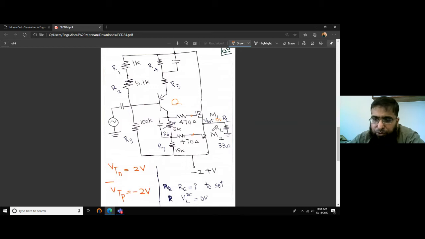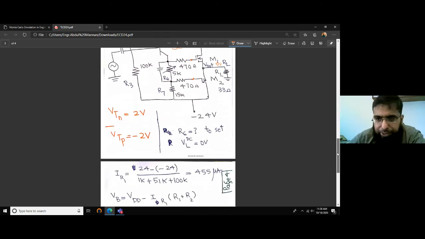And of course, we don't need any coupling capacitor on the output, because the output is based on 0 volts. It's swinging on 0 volts. We don't need any coupling capacitors, you know that.